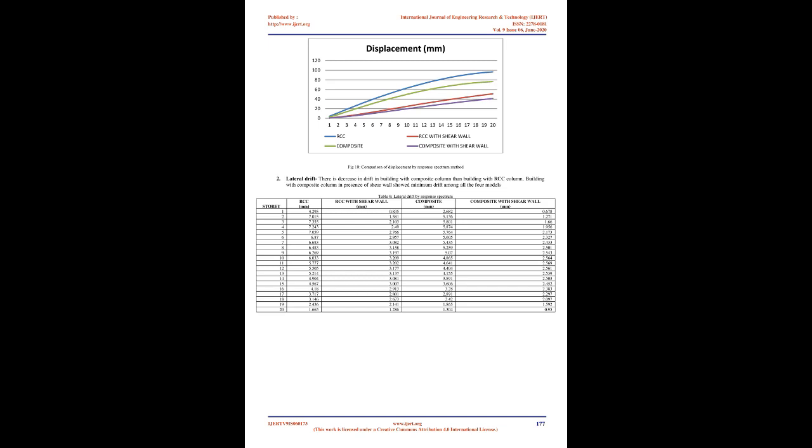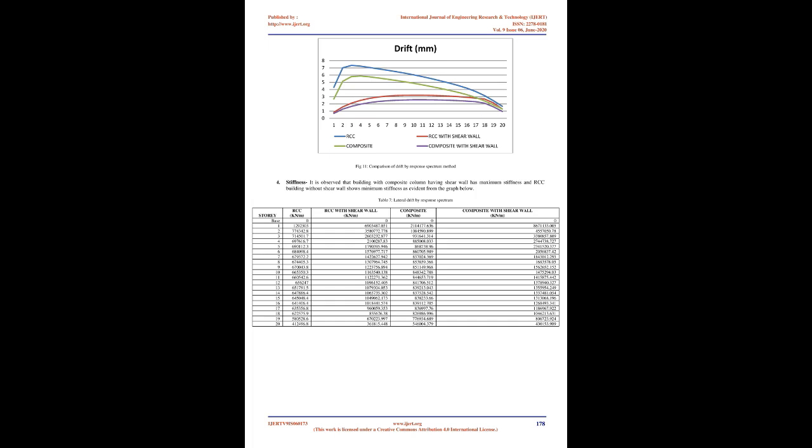1. Lateral displacement. It is observed that displacement is reduced substantially in presence of shear wall. Building with composite column in presence of shear wall showed minimum displacement while the RCC building without shear wall showed maximum displacement. 2. Lateral drift. There is decrease in drift in building with composite column than building with RCC column. Building with composite column in presence of shear wall showed minimum drift among all the 4 models.